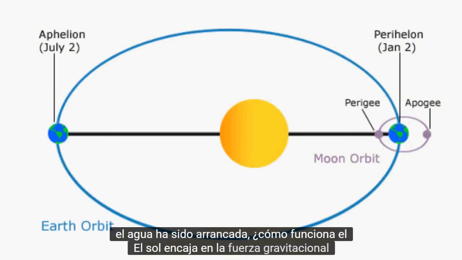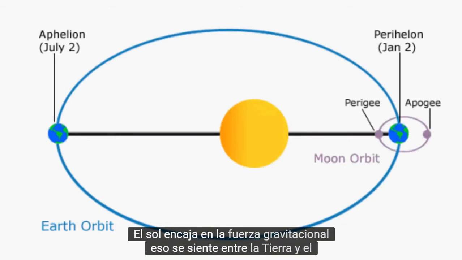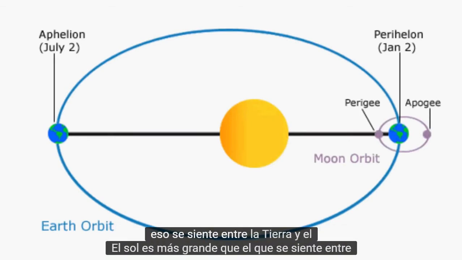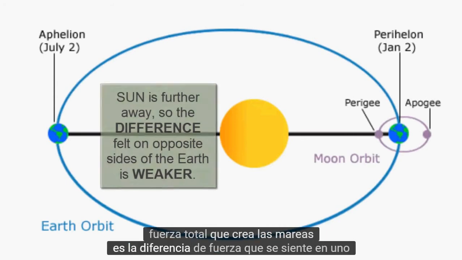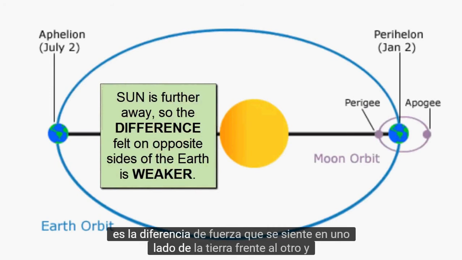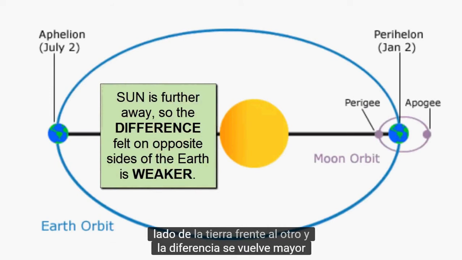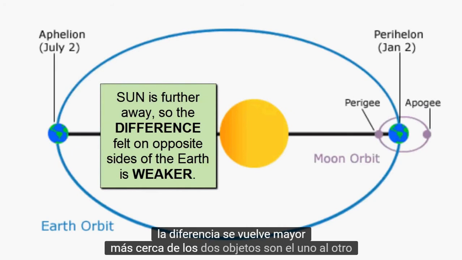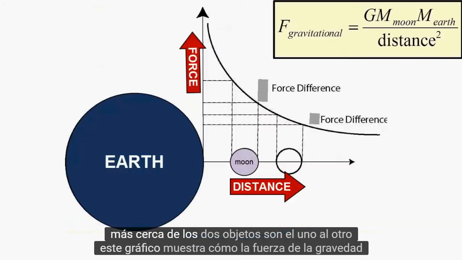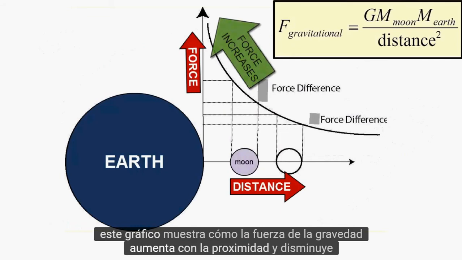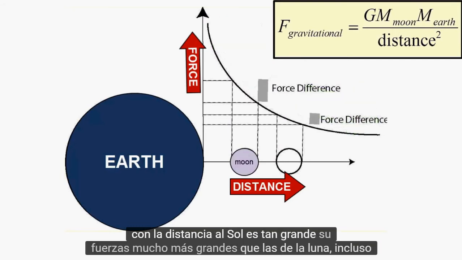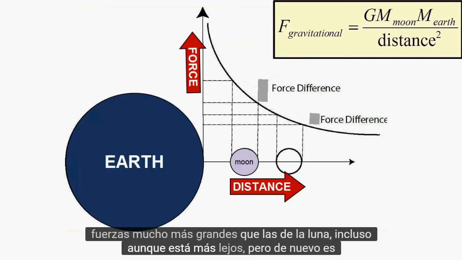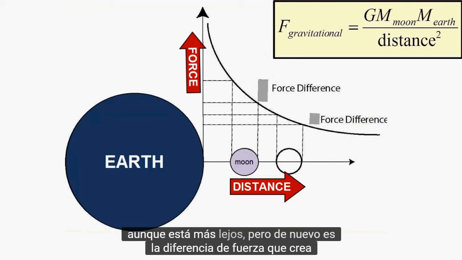How does the Sun fit in? The gravitational force that's felt between the Earth and the Sun is greater than that felt between the Earth and the Moon. But it isn't the total force that creates the tides. It's the difference in force felt on one side of the Earth versus the other. And the difference becomes greater the closer the two objects are to each other. This graph shows how force of gravity increases with proximity and decreases with distance. The Sun is so massive, its force is much greater than the Moon's, even though it's further away. But again, it's the difference in force that creates tides.